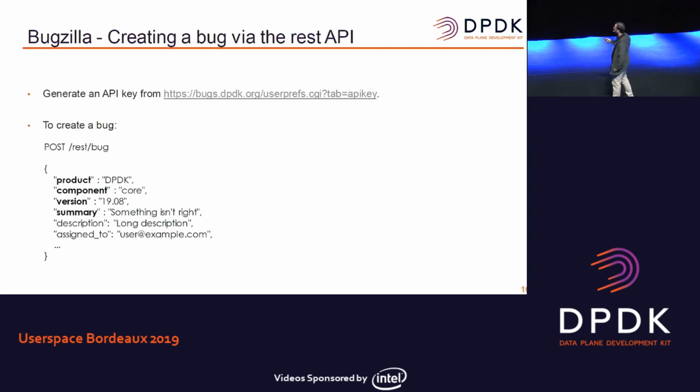So here's an example of how to create a bug using the REST API. First, you need to generate an API key from this URL. You can then use that API key to post this payload to this endpoint. The fields in bold are the ones that are required, and the request will not work without them. This is very useful, especially in CI environments and with testing.